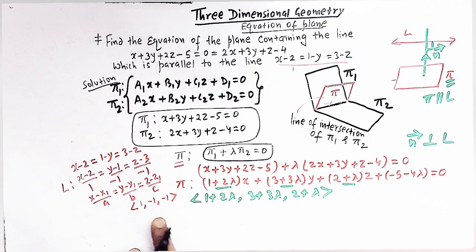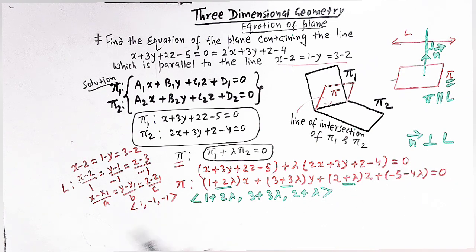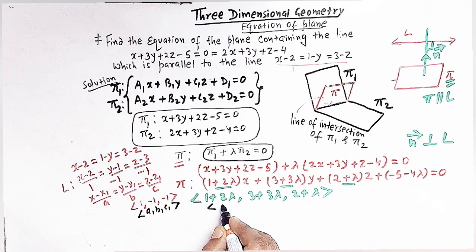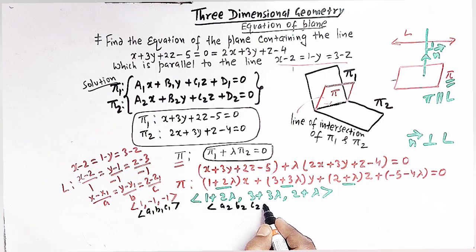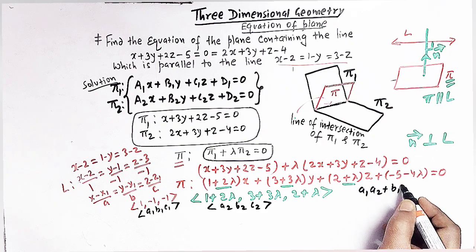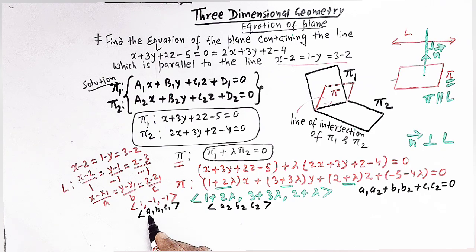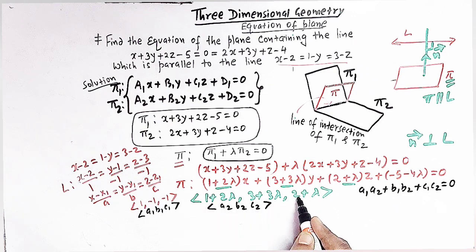So now applying the condition for perpendicularity of two vectors. Here, if the direction ratios of the first vector are say a1, b1, c1, and the direction ratios of the second vector are a2, b2 and c2, then if the two vectors are perpendicular, we have this condition, that is a1 a2 plus b1 b2 plus c1 c2 is equal to 0. So here a1, b1, c1 are 1, minus 1, minus 1, and a2, b2, c2 are 1 plus 2 lambda, 3 plus 3 lambda, and 2 plus lambda.